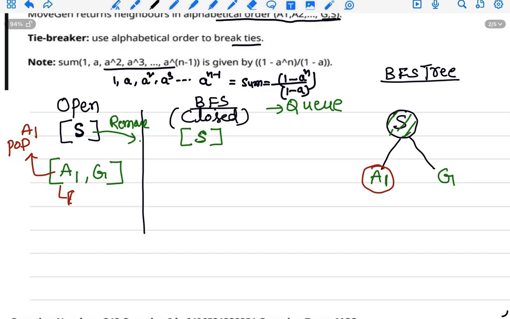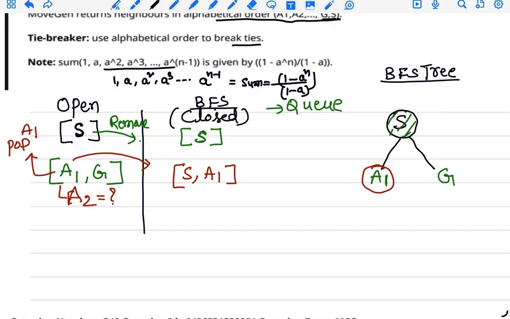So only A2. Is this A2 node added to the open list? Check if it is in the open list or closed list. If it is already in the open list or closed list, there is no need to add. Before that, pop A1 and move A1 to the closed list. So S comma A1 are in the closed list. So add A2.